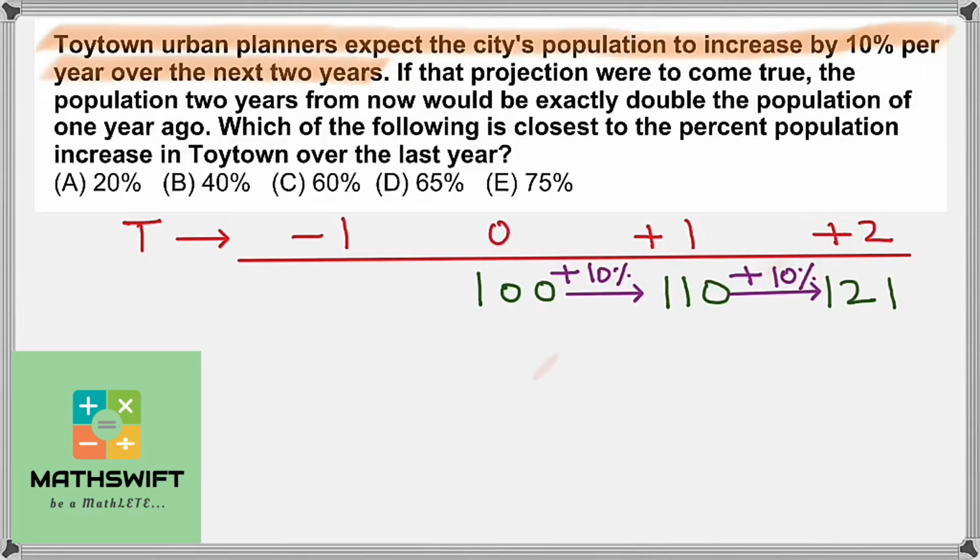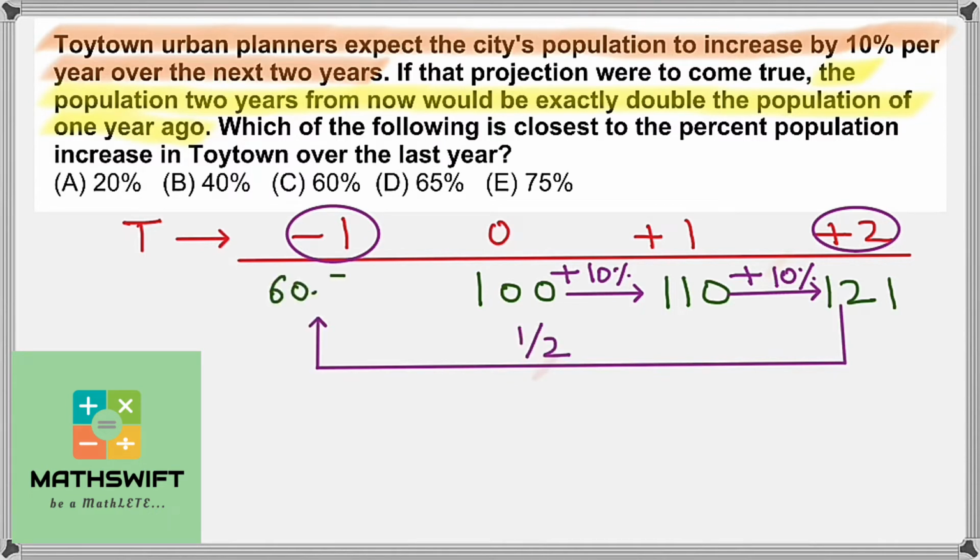The question further says that the population 2 years from now would be exactly double the population 1 year ago. Population 2 years from now, that is this one. Can we not say it this way, that population 1 year ago would be half of that 2 years from now? Like so. We get the population 1 year ago as 60.5.